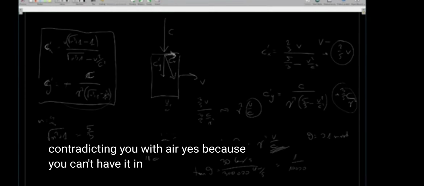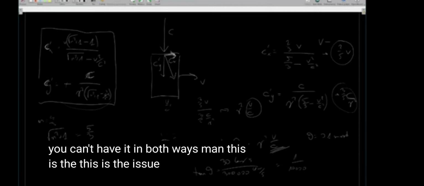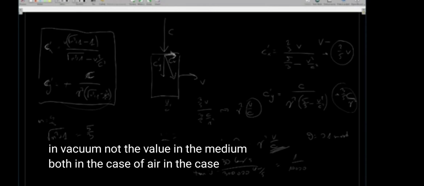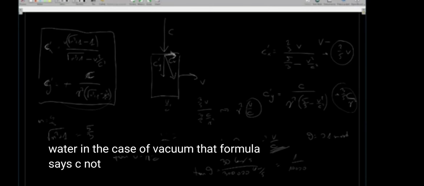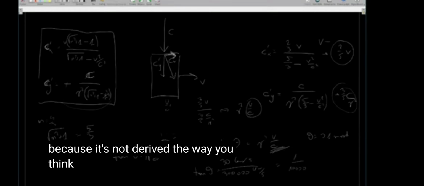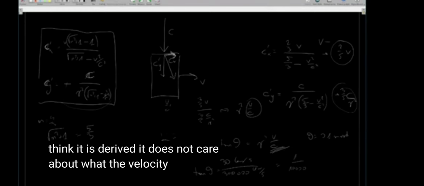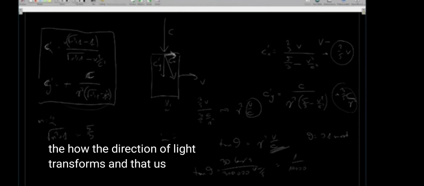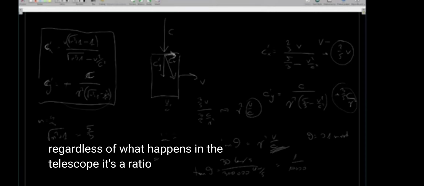Yes, because you can't have it both ways. In both cases, you should use c, the value in vacuum, not the value in the medium, both in the case of air, water, and vacuum. That formula says c, not c in the medium, and it says it for a reason. It's not derived the way you think. It does not care about what the velocity of light is in the telescope. It only cares about how the direction of light transforms, and that uses c regardless of what happens in the telescope.